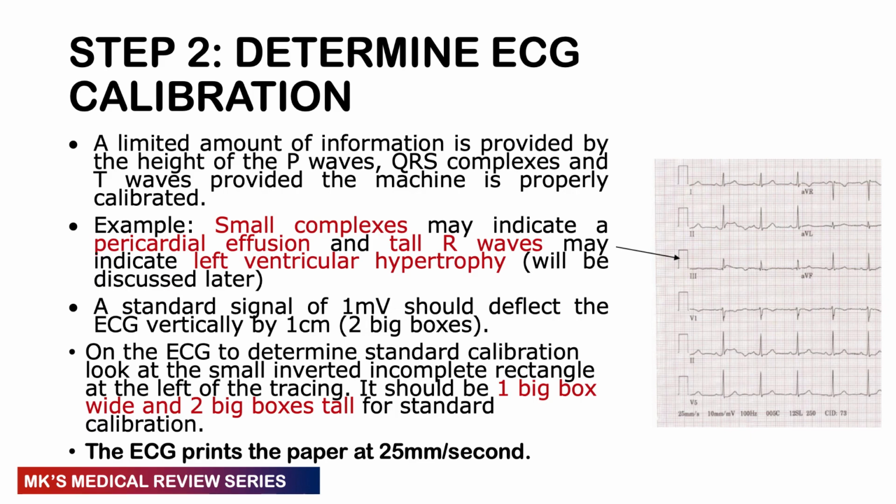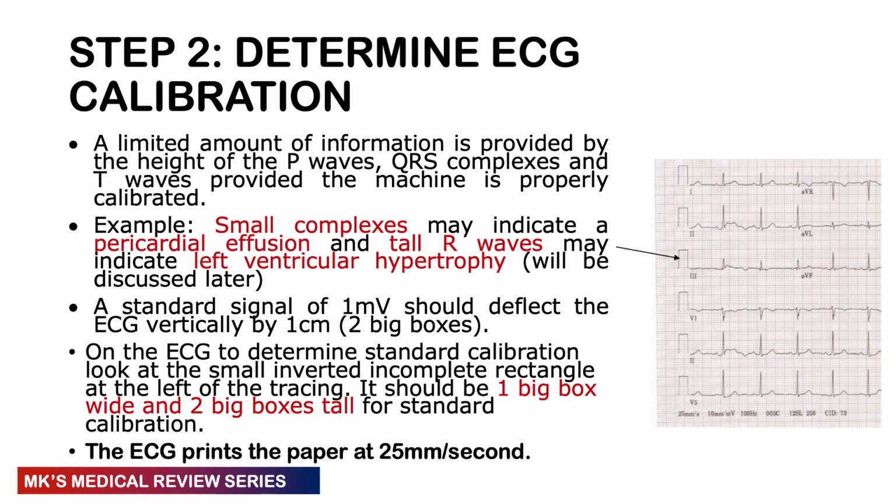How do we know that our ECG has standard calibration? We look at these small squares here at the beginning of our wave. So these small rectangle-like shapes, I like to call them these small towers here at the beginning. This tower should be 1 box wide and 2 boxes tall. That's how you know that on the x-axis, the ECG paper is going to be moving at 25 millimeters per second. So it means each small box is going to represent 0.04 seconds.